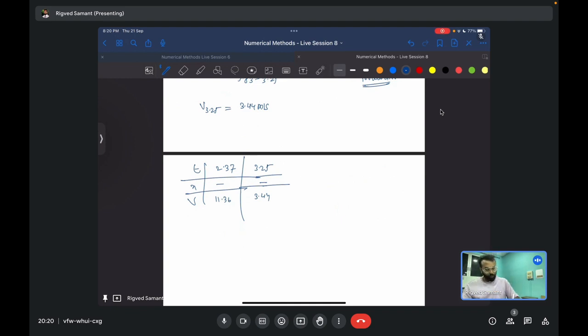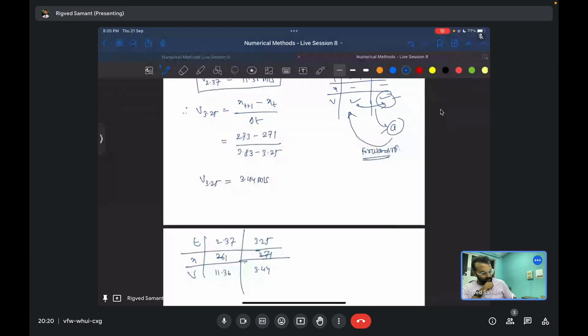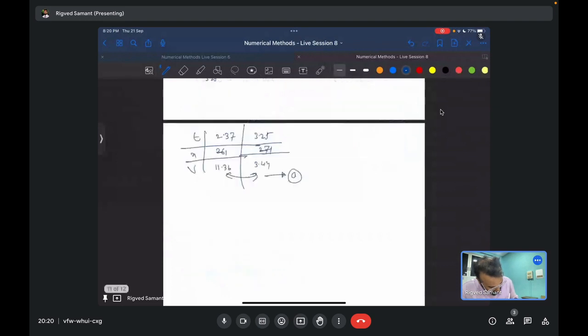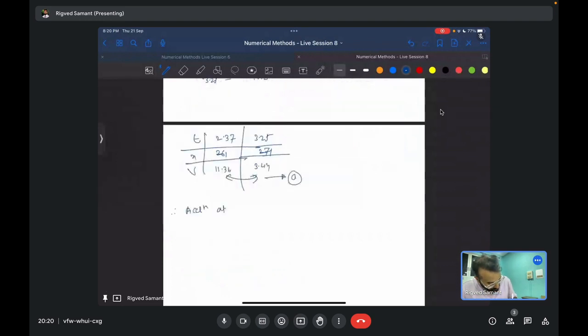Alright, so these are the values you have already had. So this x is nothing but 261 and 271. This 261, 271. So using these two values, now you can calculate acceleration at 2.37, using forward difference.